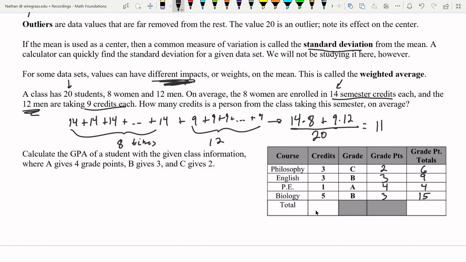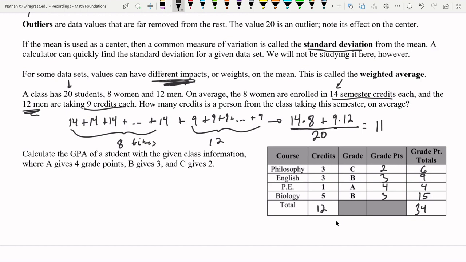Okay, now we're asking for the grade point average, which is going to be the average grade points earned per credit. So we need to figure out what's the total credits and then divide the total grade points earned. 3 plus 3 is 6, 1 plus 5 is 6, 6 and 6 is 12. 12 credits were earned this semester. Now you just need to figure out what's the grade point total. And so I'm just going to add up all these things so that we have the average, right? 6 plus 9 plus 4 and 15. That gives us 34. So 34 grade points were earned, and that's out of 12 credits total.